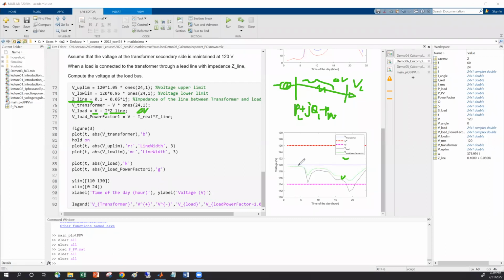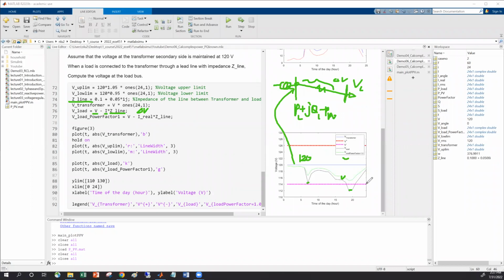So I want to plot out the V load to let you see that, suppose on this secondary side I maintain the voltage at 120. When the load is increasing, like you have a power increasing here, then the current will increase. When the current increases, then from this transformer secondary side to the load, there's a line carrying the current from the main grid to the load. So what would be the voltage seen at the load bus?